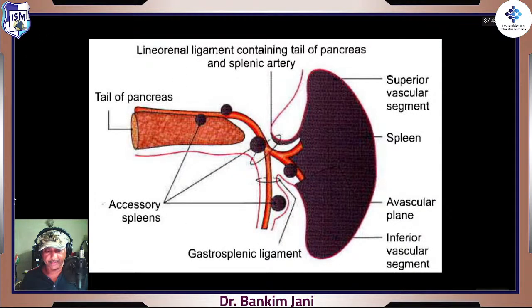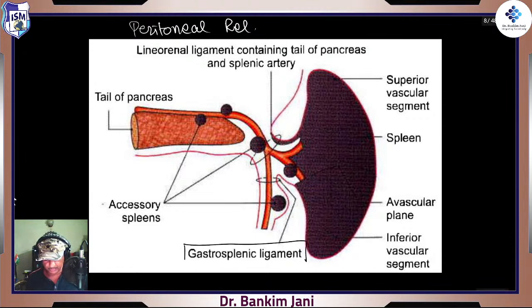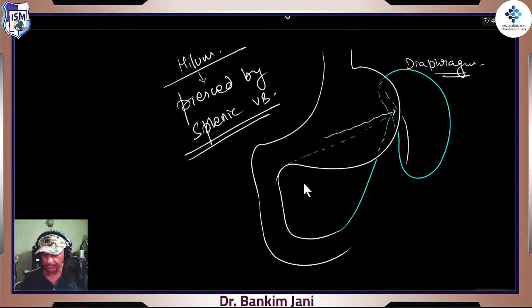Very conceptual diagram, right? This is for all those peritoneal relations. And we see two things first. One, the gastrosplenic ligament. This one. To see this gastrosplenic, we go back to what we drew over here. That's the stomach, and that's the spleen. So at the hilum over here, that would be the gastrosplenic, right?